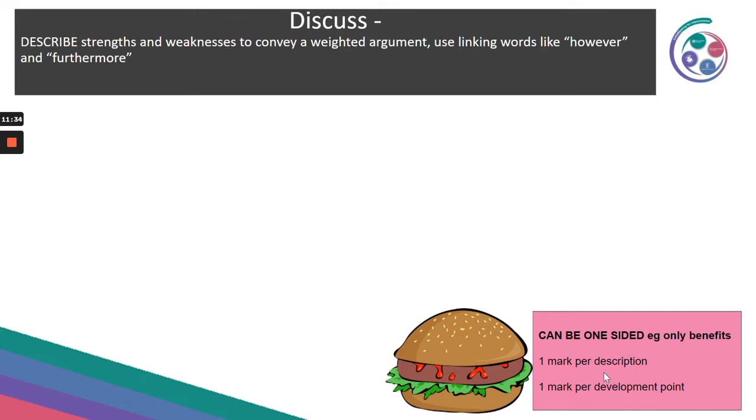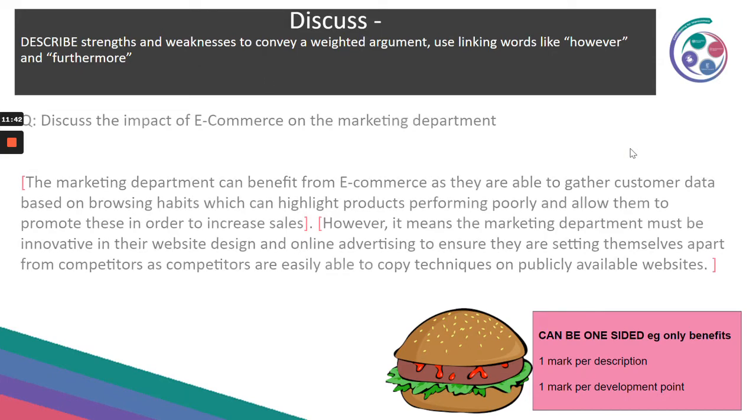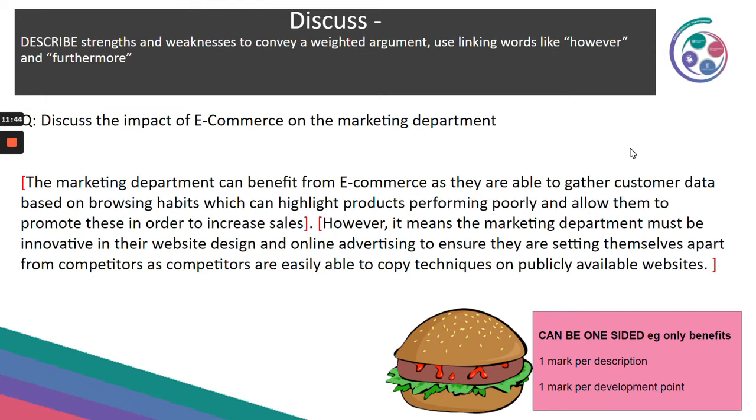With discuss questions, you gain 1 mark per correct description of a strength or a weakness and 1 mark per development point. So let's look at an example. Discuss the impact of e-commerce on the marketing department. And again, this is this 2-part question coming into play at Advanced Higher Business.